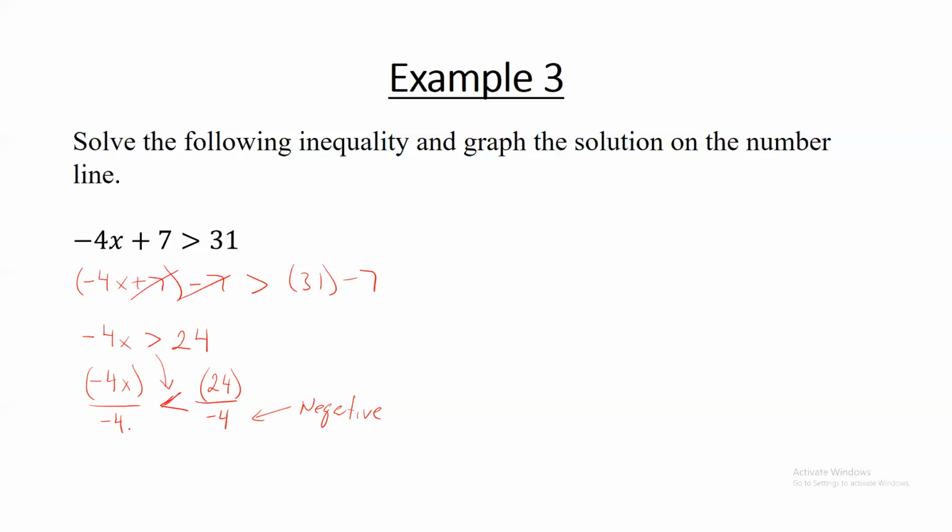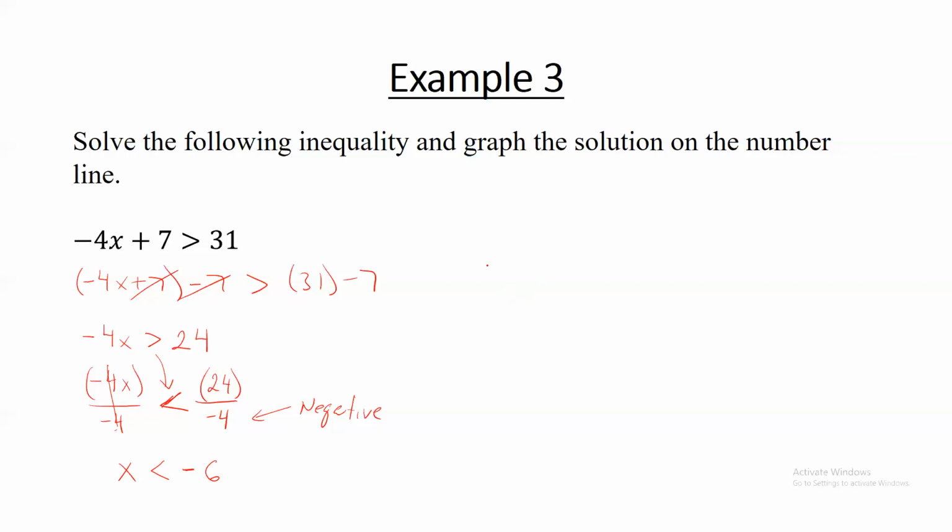Again, this is because the number we're dividing by on both sides is a negative number. It has nothing to do with anything other than that. Well, those cancel, negative 4 and negative 4, leaving us an x, and that is less than 24 divided by negative 4 is negative 6.